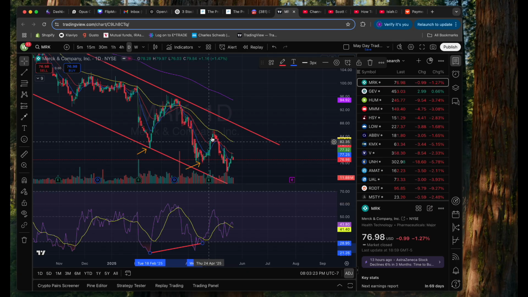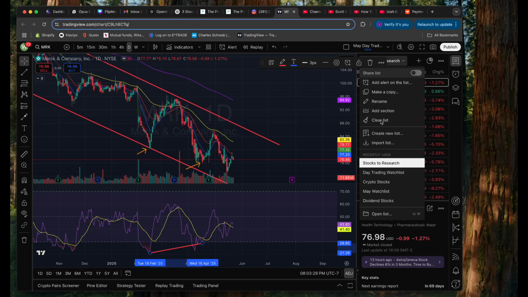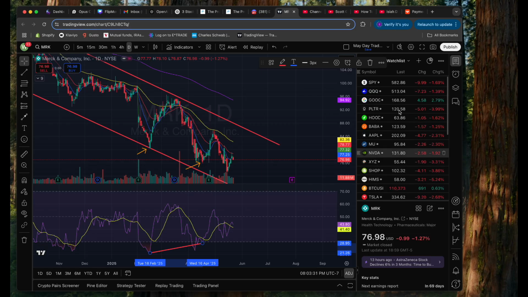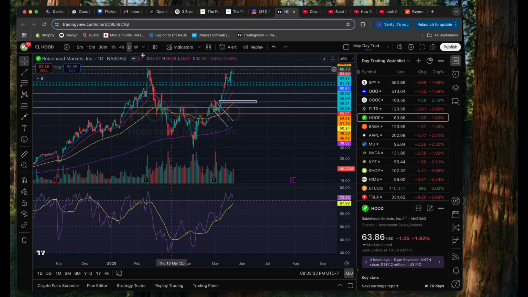When you get these moves right here, these are the moves that could change your life. All right? Let me show you another one. Let's go to Robinhood. Okay? We're on a daily, right?